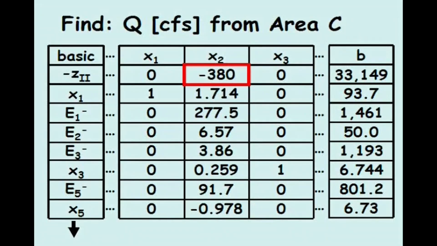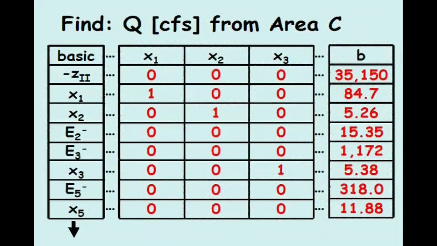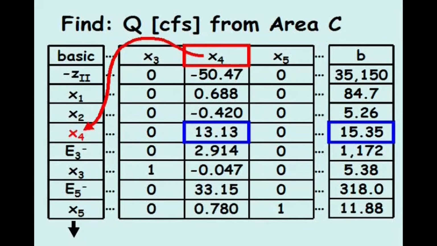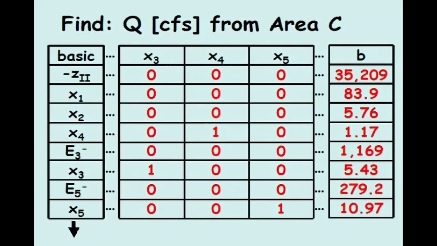Next, variable x2, which represents the runoff from area B, will enter the basis in place of variable E1 minus. After pivoting about variable x2, the tableau is in canonical form, and we're again ready to price out. This time, variable x4 will replace variable E2 minus in the basis. After pivoting about variable x4, the tableau is updated.